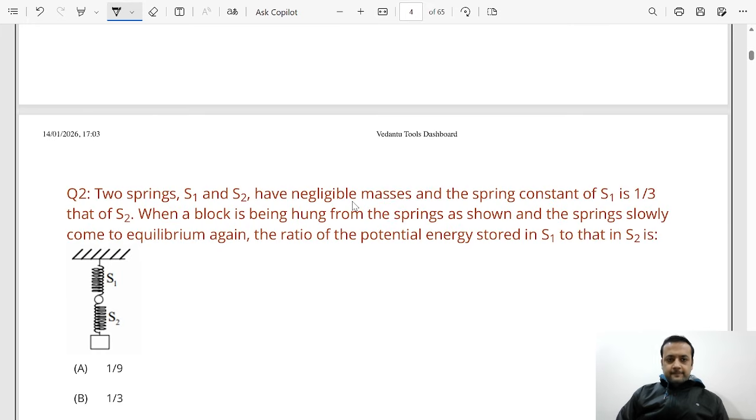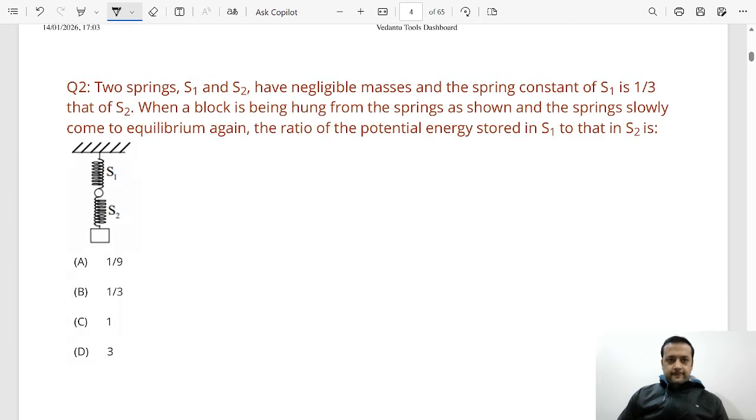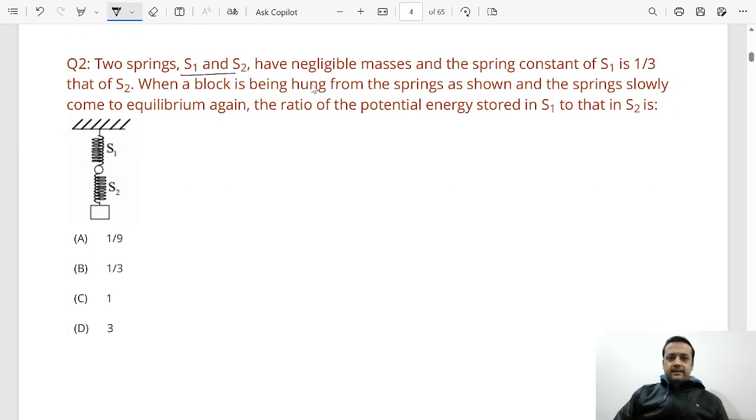Let's move to the next question. Here in this question, there are two springs S1 and S2 of negligible mass, and the spring constant of S1 is 1/3 of that of S2. That means if the spring constant of S1 is K1 and the spring constant of S2 is K2, then K1 is K2 by 3. This is given in the question.